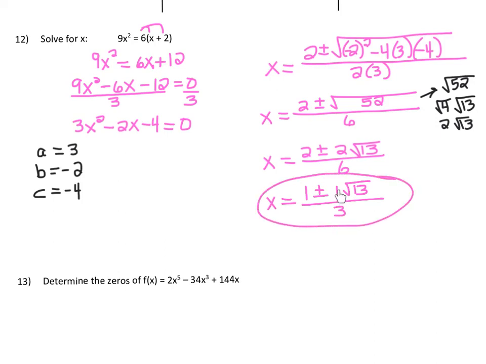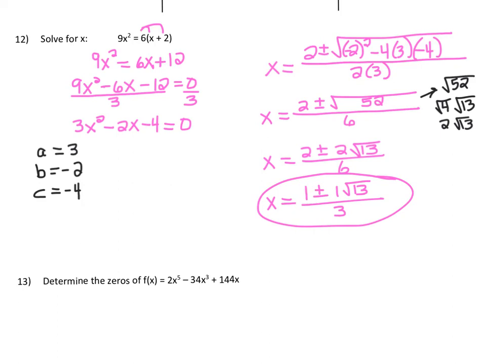Honestly, if you don't want to put this 1 here in front of the radical 13, you don't need it, because 1 radical 13 is the same thing as radical 13. But you do need this number 1 in front here, because 1 plus something is a lot different than not having a 1 here. If you don't have a 1 here, then it's implied as 0.